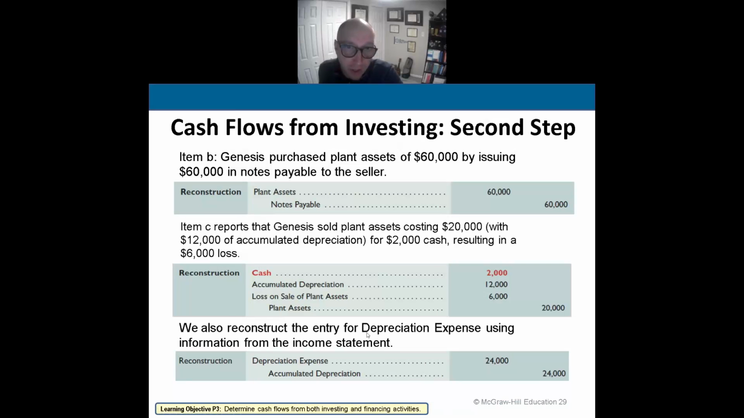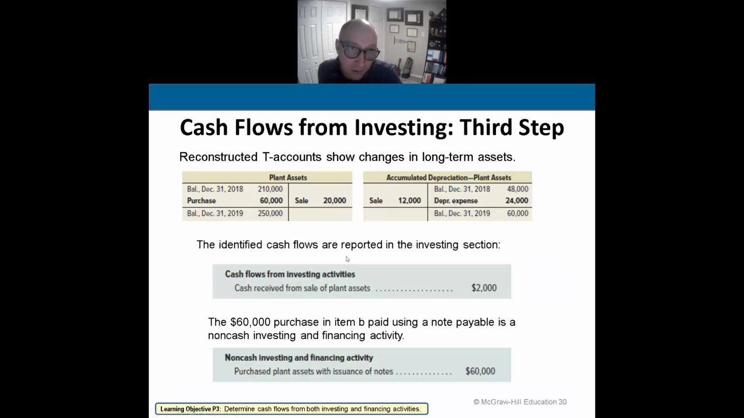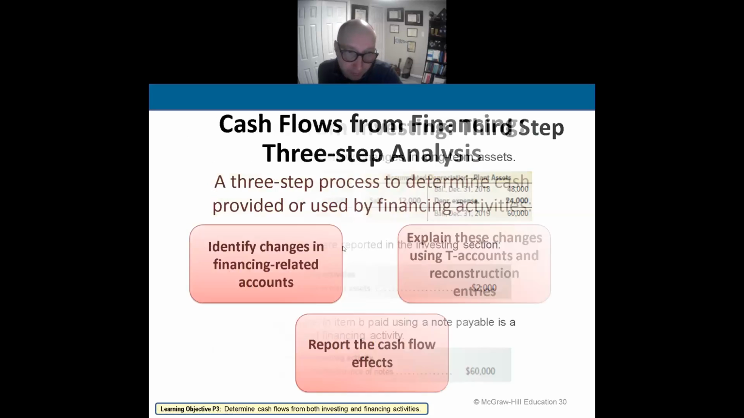And we go look at the journal entries that have happened throughout the year to also determine the changes that have happened in investing and financing activities. That shows us. We can reconstruct the T accounts to figure it out, etc.